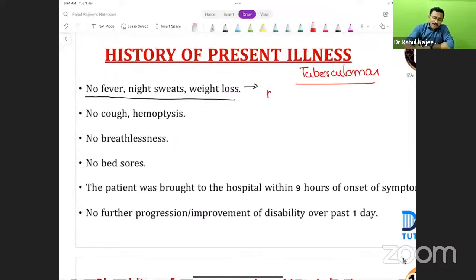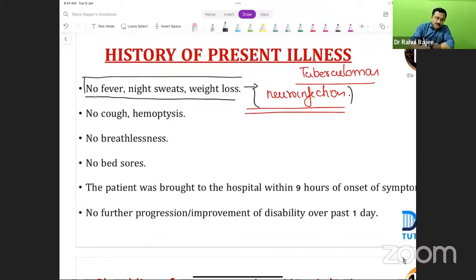So it is important to take history suggestive of any neuroinfection. Okay. Is there any history suggestive of a neuroinfection? So that history has to be taken. So fever, night sweats, weight loss, everything very, very important.